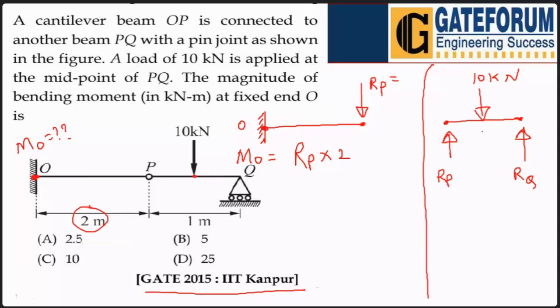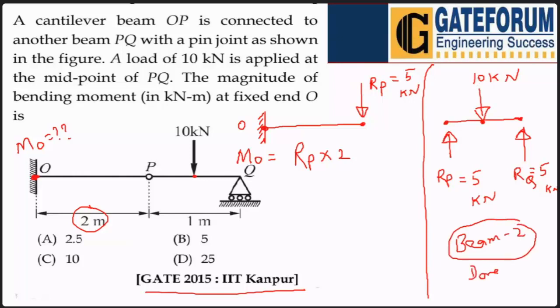Solving this part first, since the load is at the center, by symmetry half of the load will be on each side. So 5 kilonewton here and 5 kilonewton here. Simply this value is also 5 kilonewton, because equal and opposite. So we have solved beam 2 first.